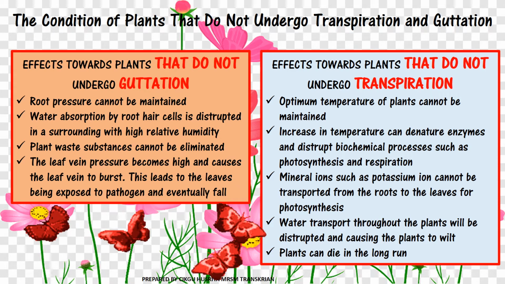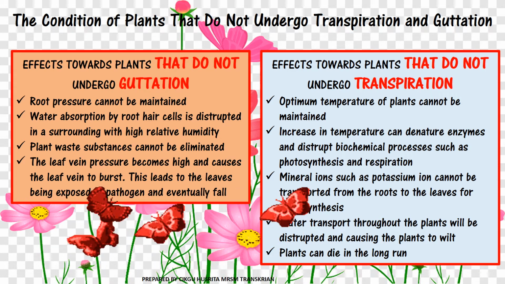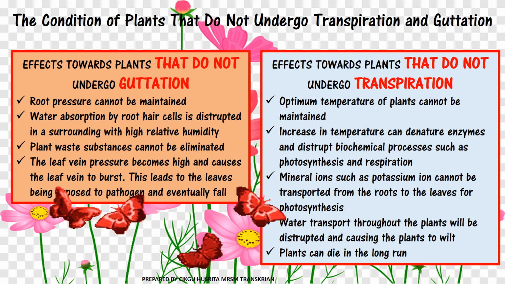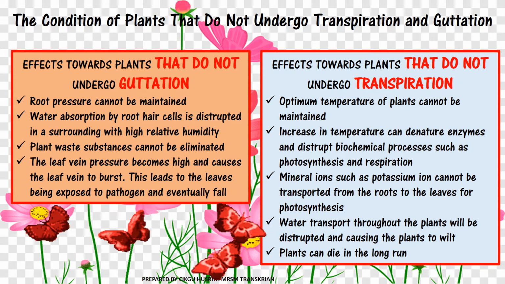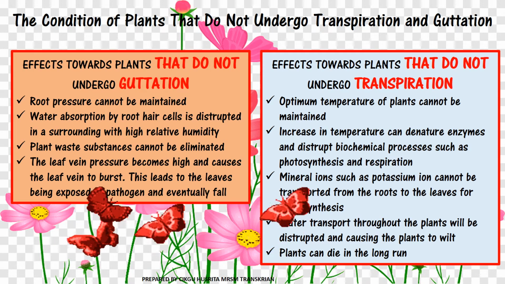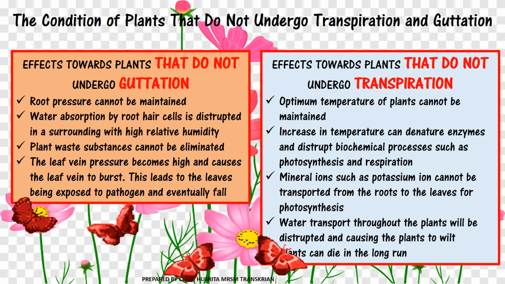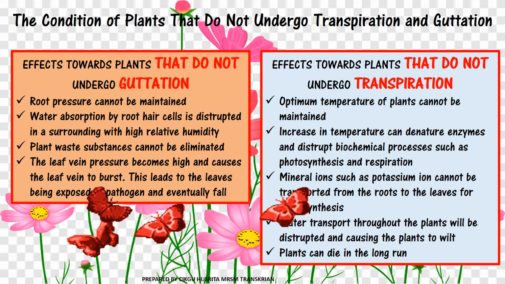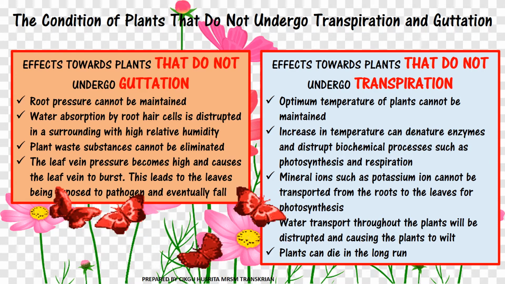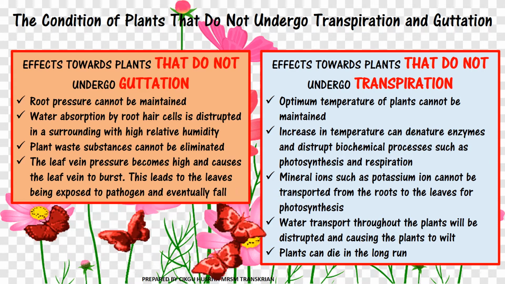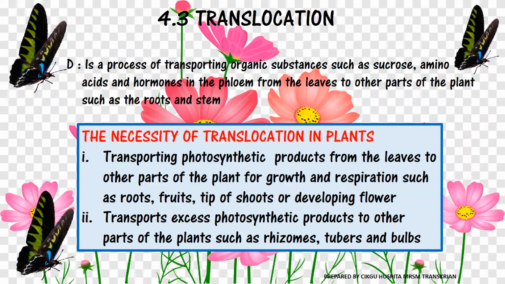And when transpiration does not occur for the long term, it will make the plant die. Okay, so there are 5 effects on the plant if transpiration does not occur.